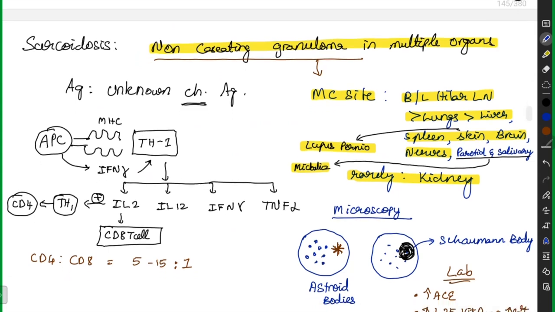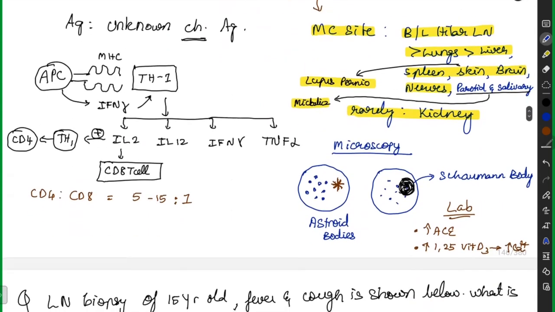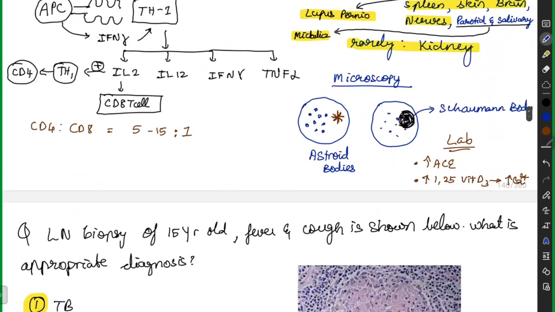And when you do a microscopic examination, you're going to find asteroid bodies. What is this asteroid body? It's a stellate inclusion with numerous rays radiating from the central core. Whereas what is a Schaumann body? They are large concentric calcifications, often containing refractile calcium oxalate crystals inside. And in laboratory values, ACE levels will be raised, vitamin D3 level will be raised, calcium level will be raised. Okay, this is all about your sarcoidosis.